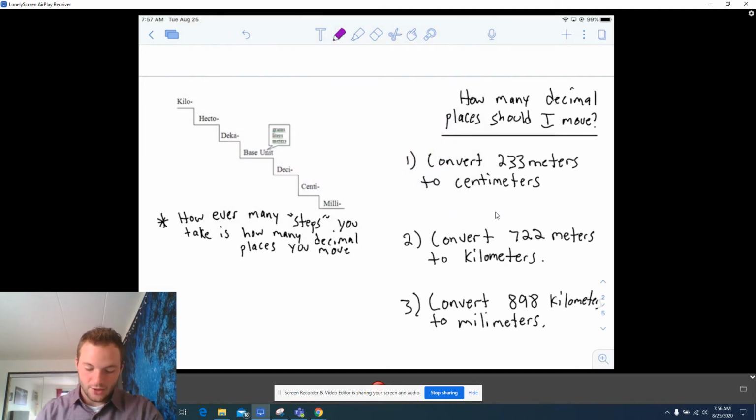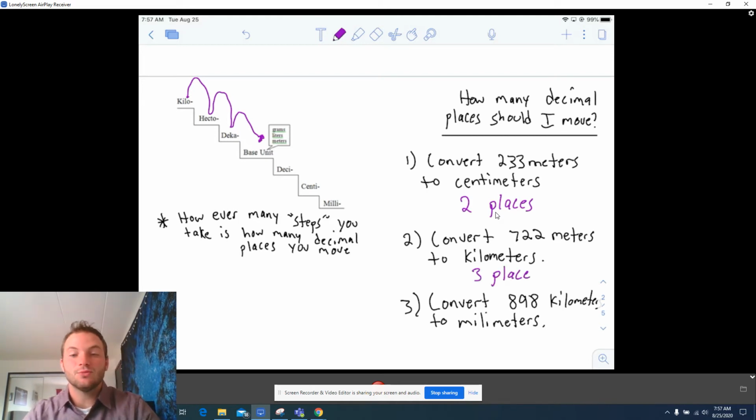So if I look at 233 meters, that starts right here. Meters is a base unit. To centimeters, I would have to march 2 steps. So this answer would be 2 places. If we look at number 2, we're going 722 meters, meters is a base unit, to kilometers. That's going to be 1, 2, 3 decimal places for number 2.